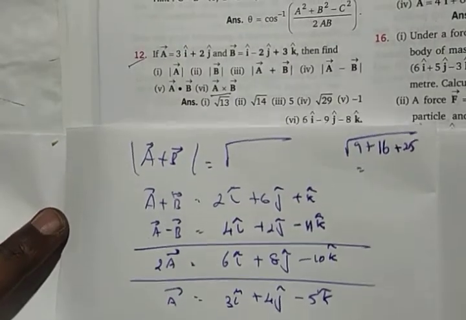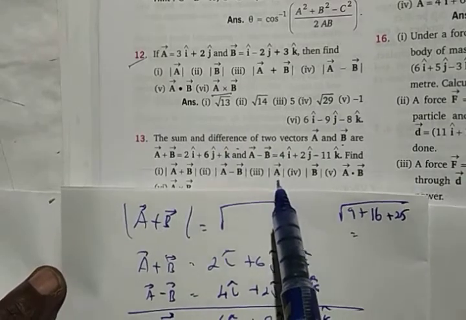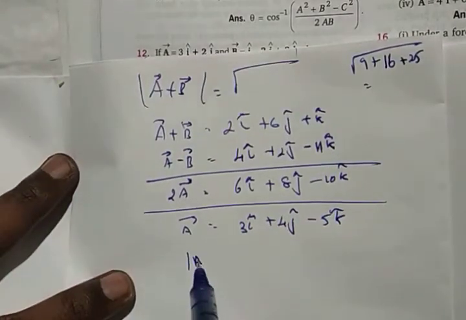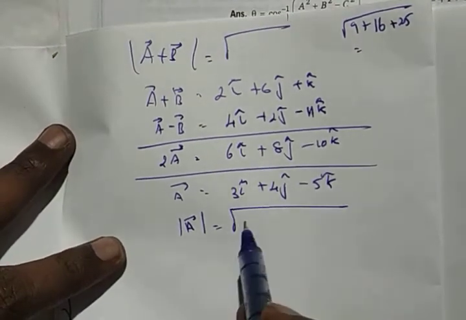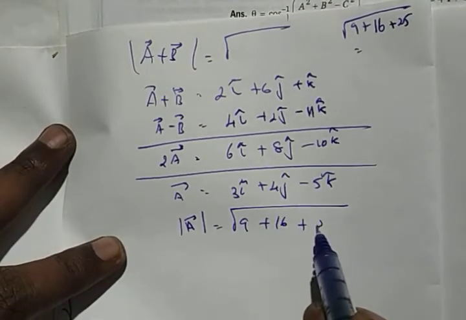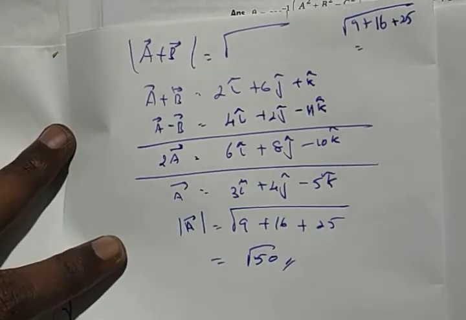So what is the modulus of A? That's what is asked here. So you are asked to find out the magnitude of A. So it's going to be equal to the square root of 9 plus 16 plus 25, which is 25 plus 25, under root of 50 you will get.